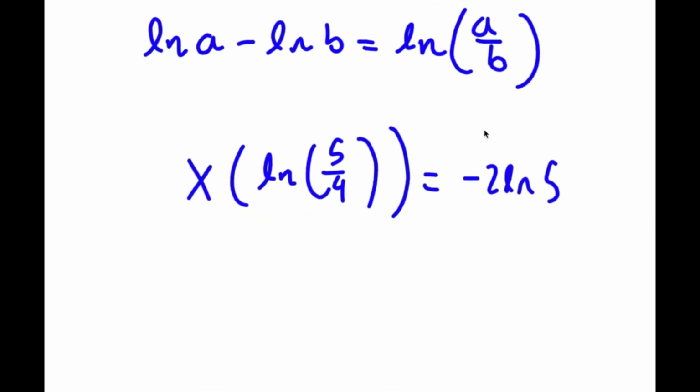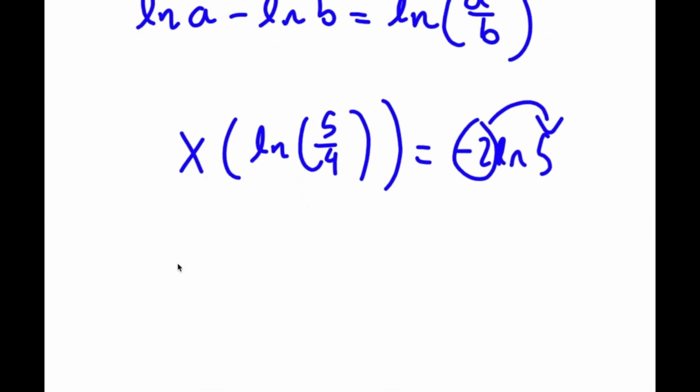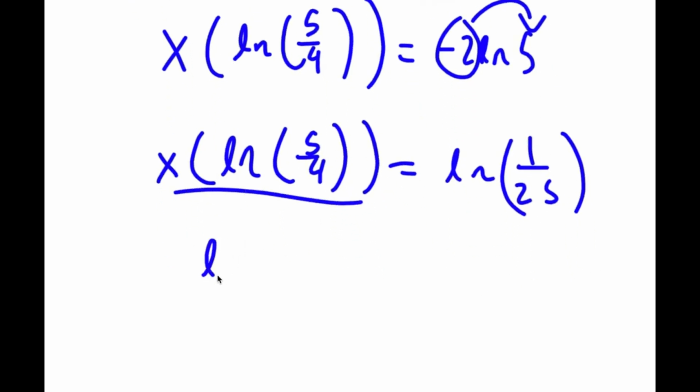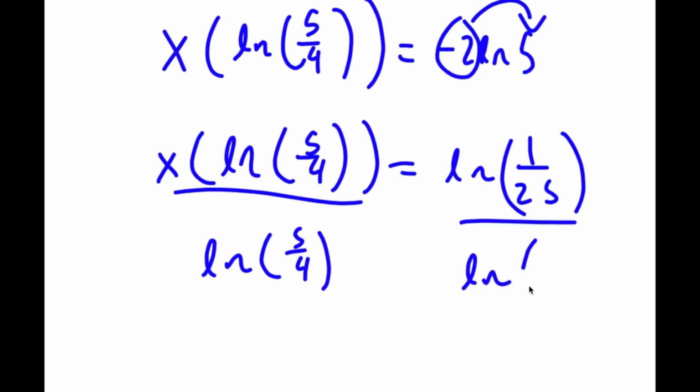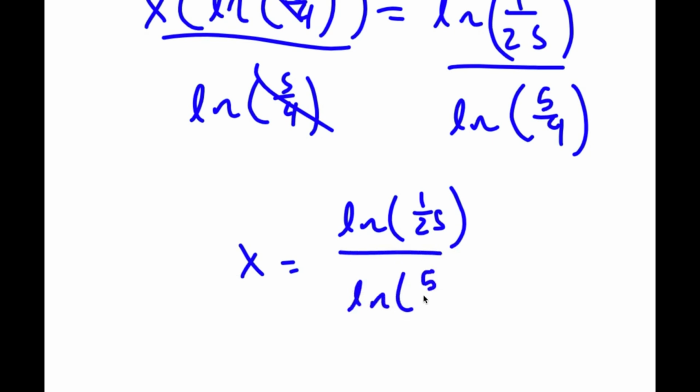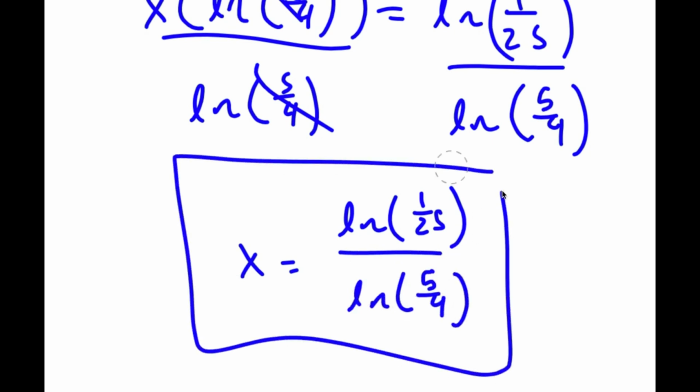Now negative 2 ln 5, remember how I can move this to the front. So now I'm going to have x times ln 5 over 4 is equal to ln 5 to the power of negative 2, which is the same thing as 1 over 25. So now if I divide both sides by ln 5 over 4, these two cancel out and I'll be left with x is equal to ln 1 over 25 over ln 5 over 4. So this is my answer.